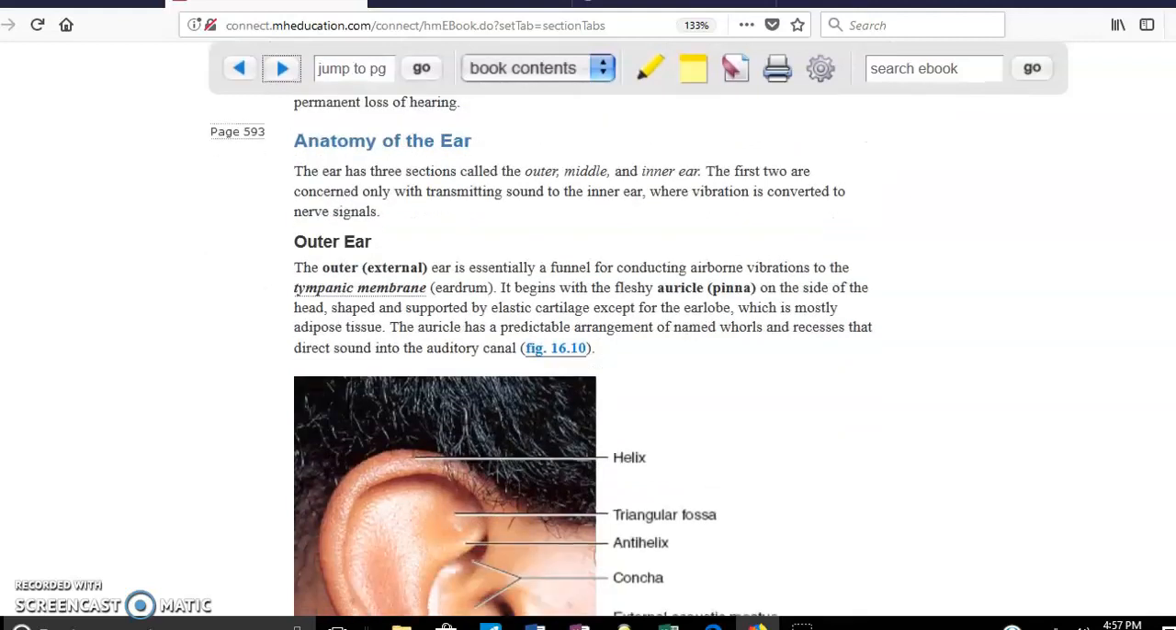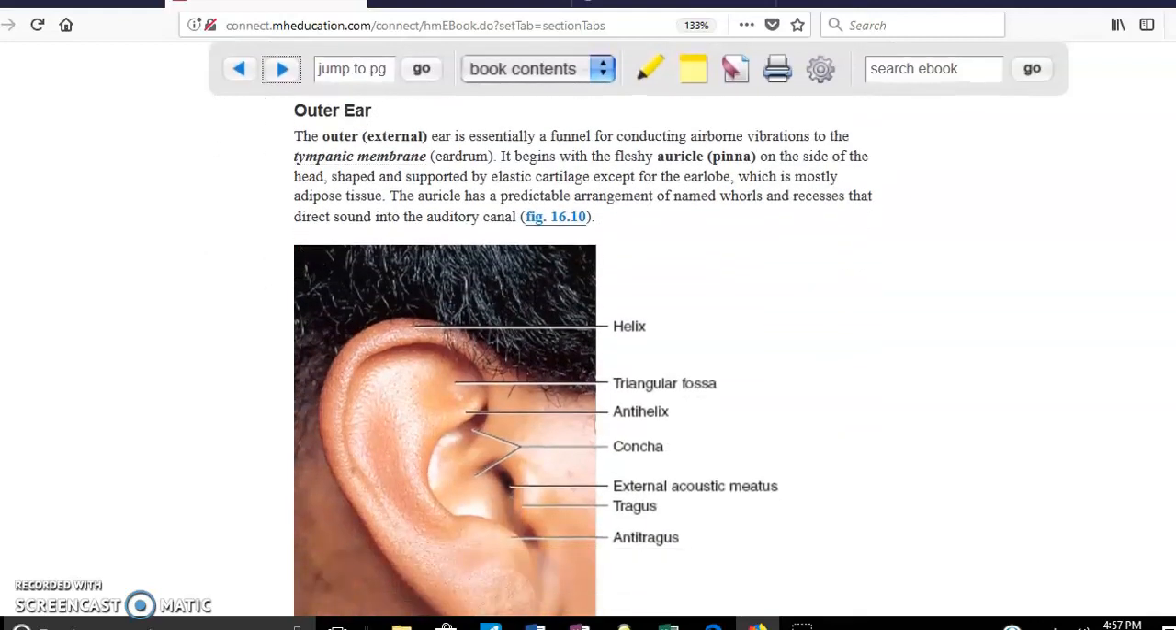And if we look at the anatomy of the ear, we're going to see that we have an outer ear. That's what we see in this figure. And we have the lobule right here at the bottom. We have the helix. And we have this meatus, which is basically the cavity where the sound is going to go inside our ears. And this is called the external acoustic meatus.